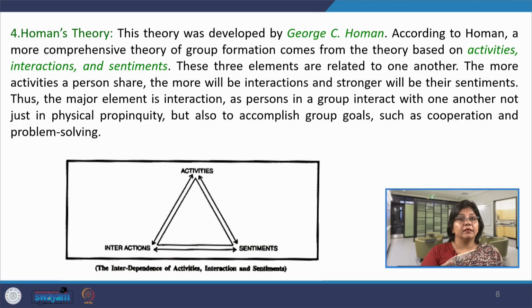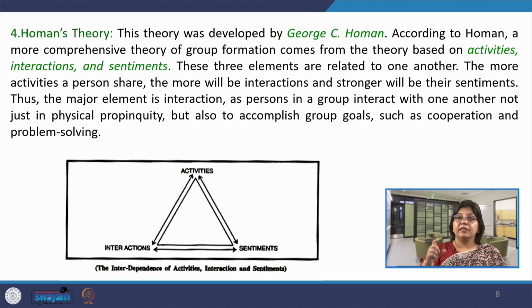Why? There is a reason: the more the activities, the more the interactions, and the more the interactions there are, the sentiments also become stronger. Why? Because there is a sense of connection, a sense of interrelationship among people, and people do not want to disband or break those relationships. So, the major element is interaction as a person with one another in physical propinquity, but also to accomplish group goals such as cooperation and problem solving.